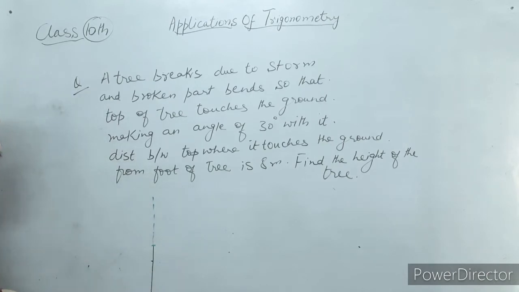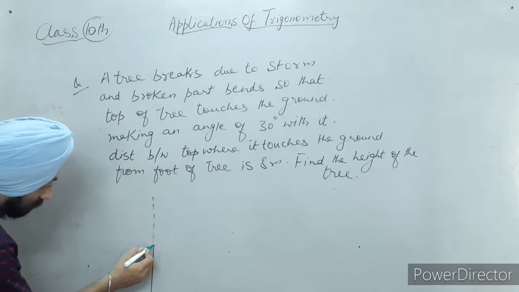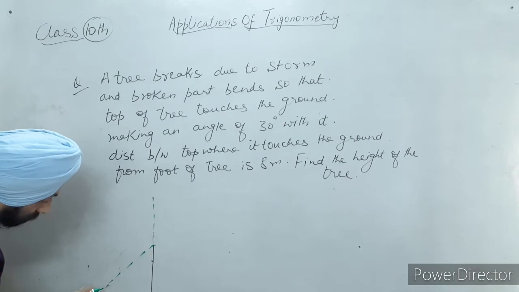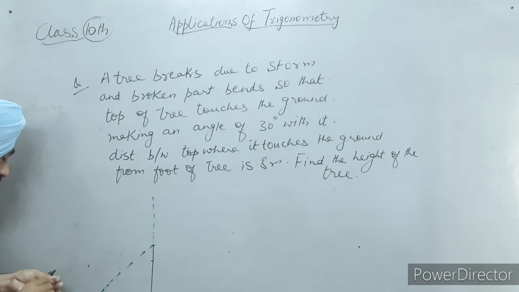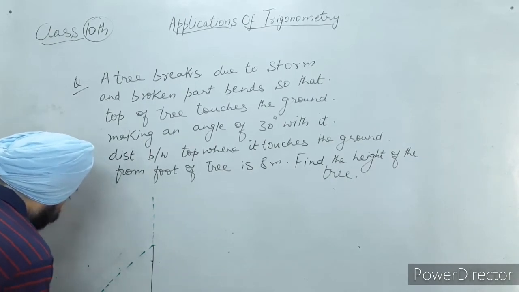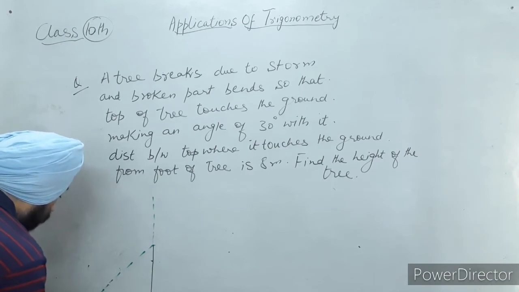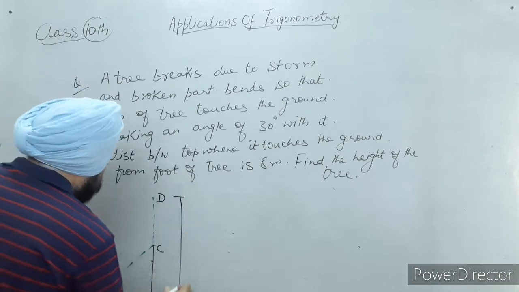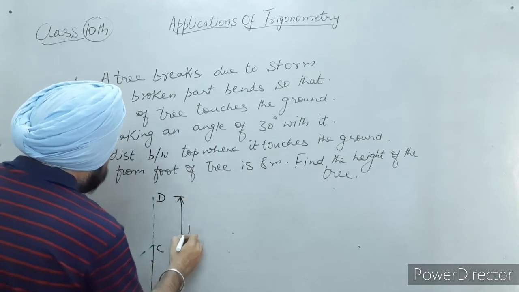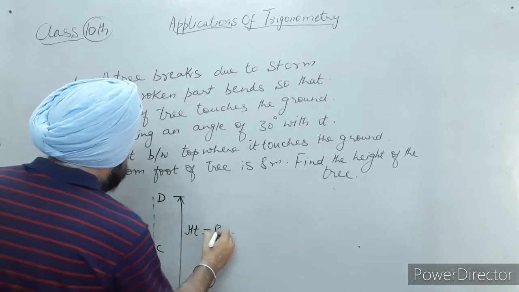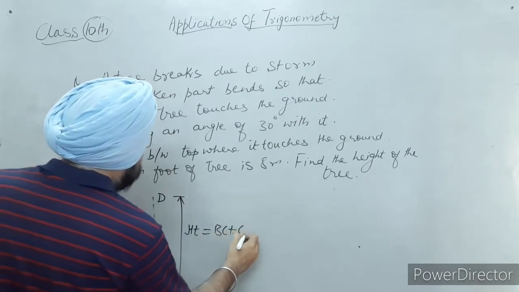Total height of the tree was this much. This part broke and it touched the ground. The broken part touched the ground like this. At point A, B, this is C, this is D. What I have to do is find this height of the tree. This height of the tree is BC plus CD.